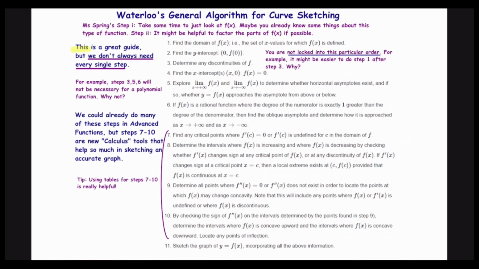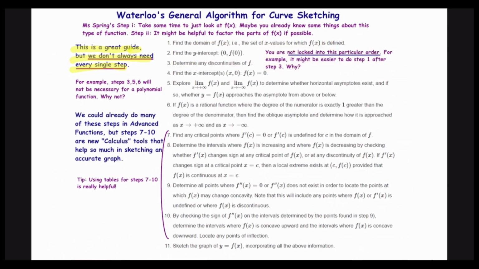This is a great guide, but we don't always need every single step. So keep that in mind as we go. Sometimes certain things become obvious or don't apply to the specific function we're looking at. So use this as a tool, as a guide. It's not a firm rule. Also, you are not locked into this particular order. For example, it might be easier to do step 1 after step 3. Why? Because if we know where the discontinuities are, then we know which values are not defined for our function.